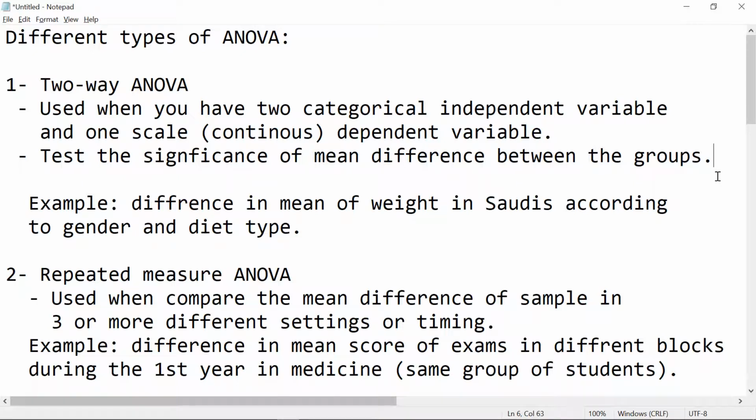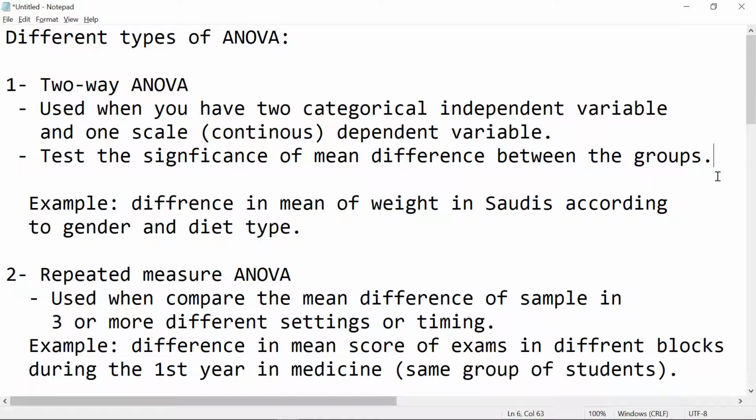Hi everyone, in this video we are going to cover analysis of variance test, also known as ANOVA. ANOVA test has three different types: one-way ANOVA, two-way ANOVA, and repeated measure ANOVA, and we are going to learn how to use the first one in SPSS program.